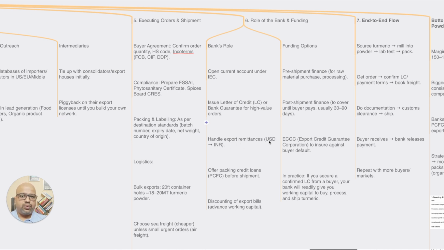Then comes handling export remittance. Normally when your product has reached, your payment has to come. When your money hits your bank account, do not convert it immediately. You can open an EEFC account, or else you can do hedging, which I've already mentioned, because of the volatility. Before sending quotations, you need to decide: am I going to take the risk, or am I going to take the hedging, which is something stable? What is my capacity as a deal breaker?